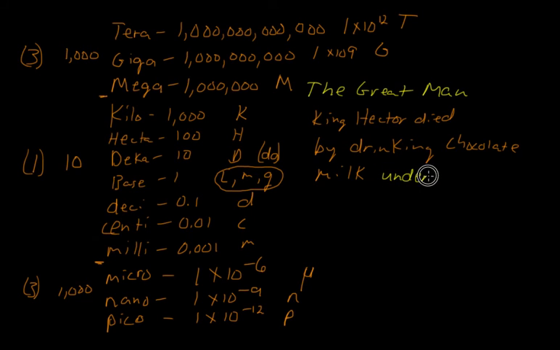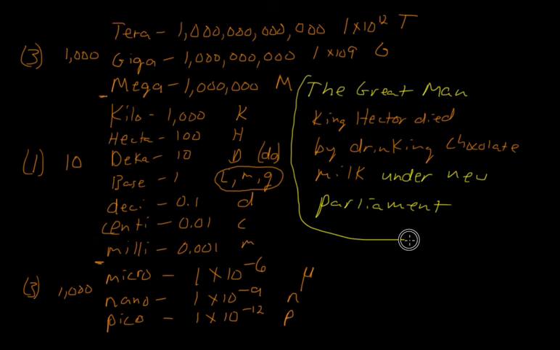So NP, we'll say new parliament. So maybe he's not going to be a despot or a ruler anymore. Maybe he's getting some different type of government in. But anyhow, here's a silly sentence. You can make up your own, but here's one that students in my class typically use as a mnemonic device to remember. The great man, King Hector, died by drinking chocolate milk.